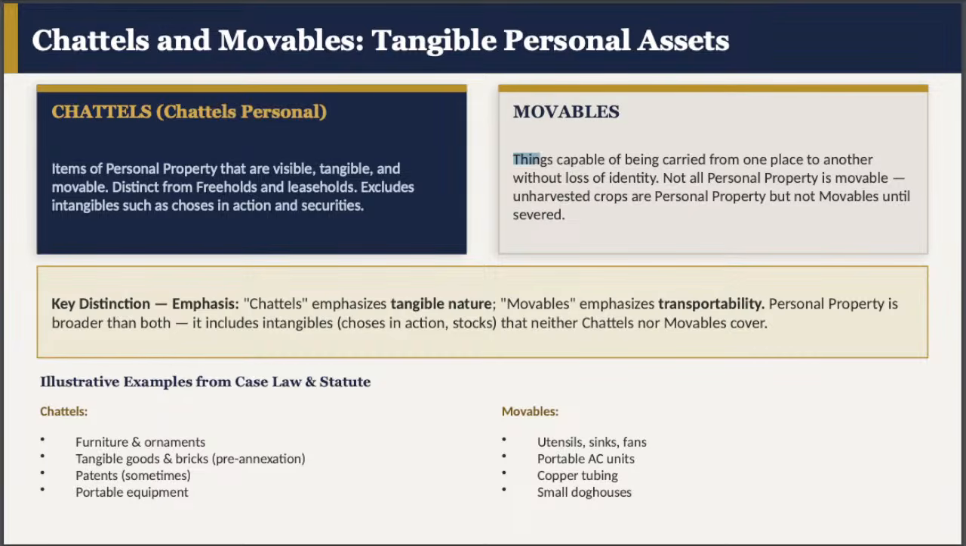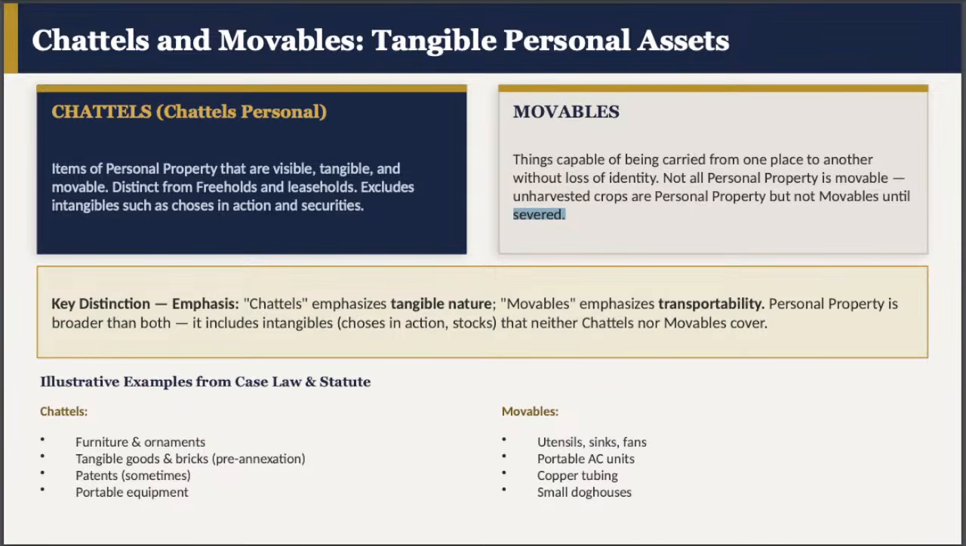And then we have movables. Those are things capable of being carried from one place to another without loss of identity. Not all personal property is movable. Unharvested crops are personal property, but not movables until severed. Wow. Okay, so there's a distinction right there. Whereas you think it's movable, yeah, but until it's separated, it's not movable. It's personal property, but it's not movable until it's severed, and then it becomes movable.